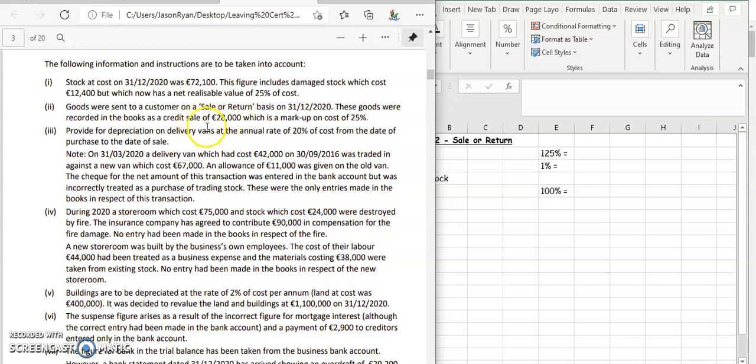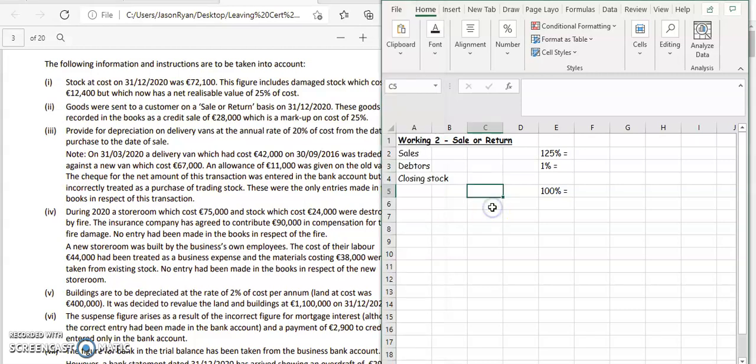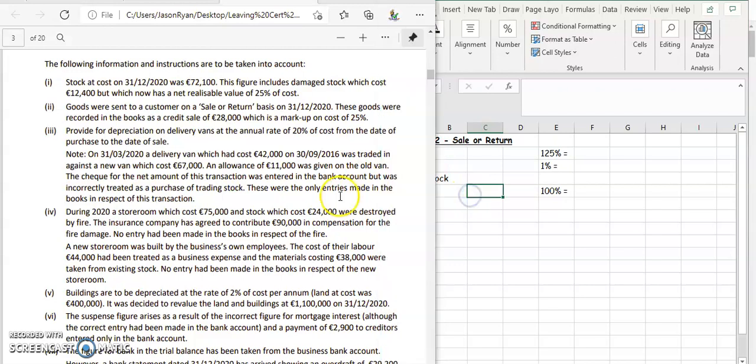So we need to reduce our sales by 28,000. If we reduce our credit sales by 28,000, then we also have to reduce our debtors because they don't owe us the money, which is a markup on cost of 25%. So for these goods that they've returned to us, we need to find how much the markup was at 25%. So we need to find out how much is 100%.